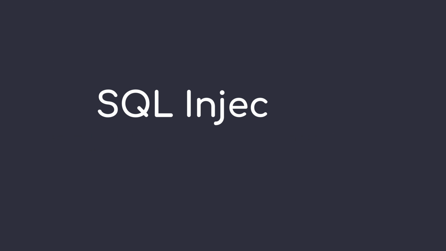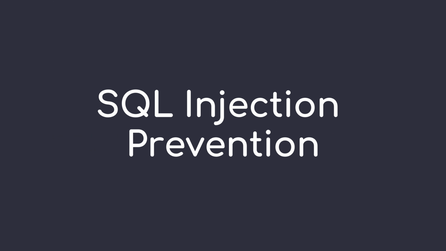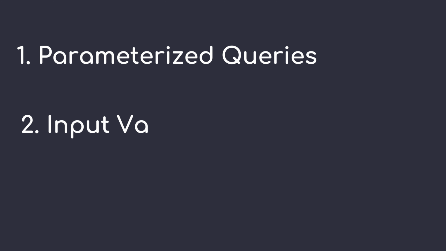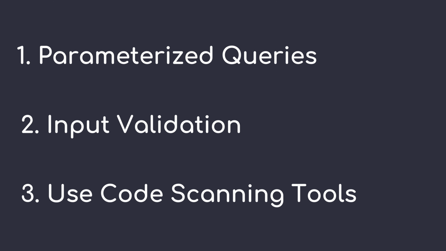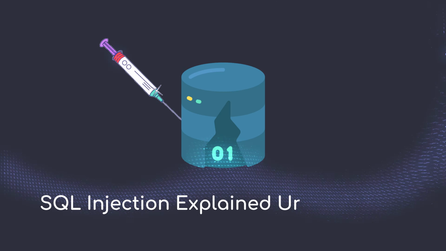So how do you even protect your application from SQL injection? Use parameterized queries and perform thorough input validation on all user-supplied input, such as checking the type and length of values, and rejecting common SQL reserved characters like the quote sign or the asterisk sign, or just blacklisting common SQL injection statements. You can also use code scanning tools like Semgrep to scan your project to detect SQL injection in your code. This was SQL injection explained in under 2 minutes.